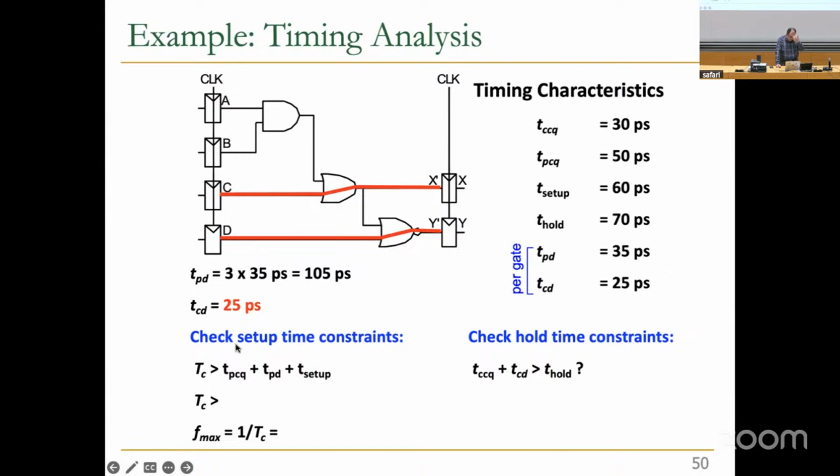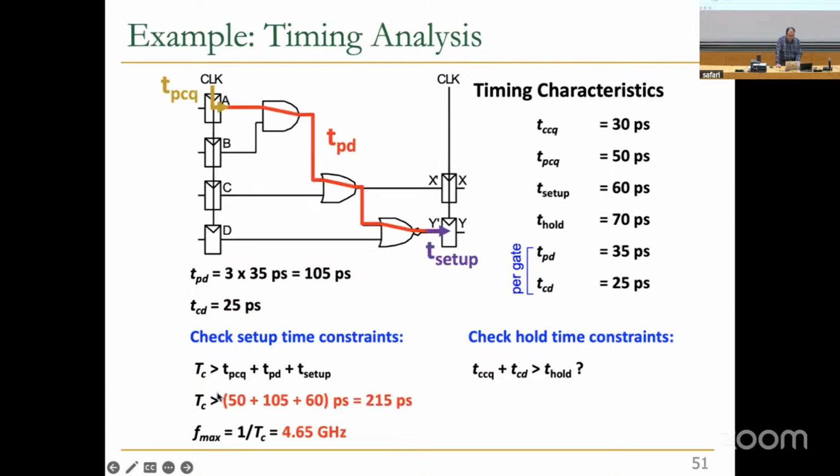So now we want to check the setup time constraint. We know that the clock period should be greater than this equation. So we just make this calculation. Propagation delay of clock to Q is 50, plus 105 that we already calculated, and setup time, which is 60. Then you're going to see that the clock period should be greater than 215 picoseconds, meaning that your frequency can be at most 4.65 gigahertz. That's your frequency.